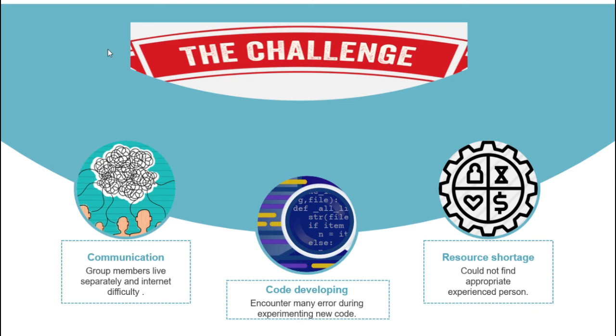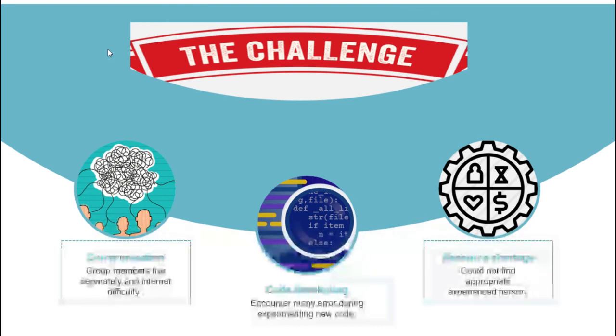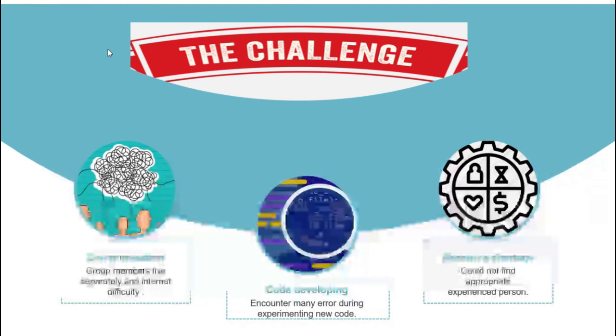These are the challenges that my team members and I have gone through throughout the process of finishing the IDP 1. Firstly is communication. To start off, my group members and I lived separately, and during the movement control order, we were restricted from meeting each other to discuss the project progress. And some of us faced internet connection difficulty, making them late to receive information on the project progress. Secondly, during the code development process, we encountered many errors while experimenting with the new code system that we had learned. Lastly is shortage of resources.